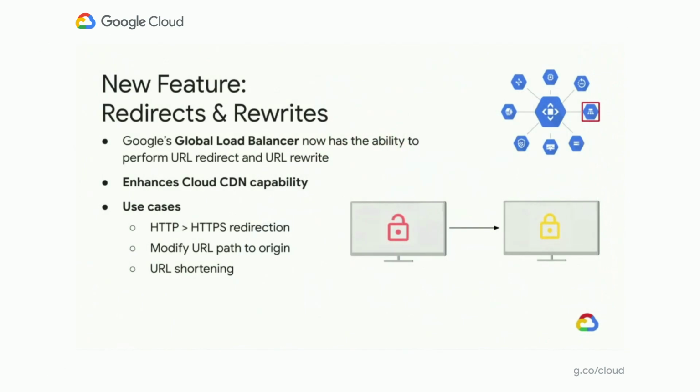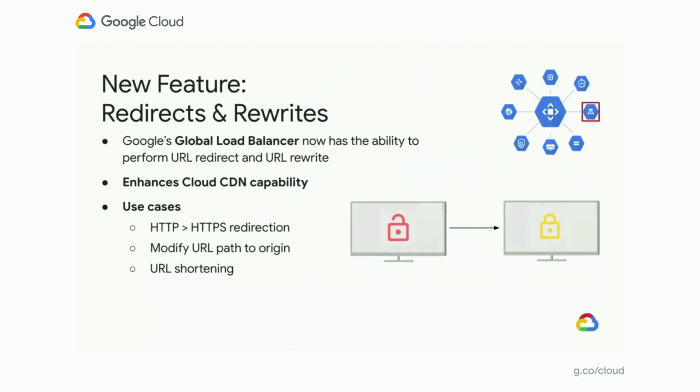The first feature we want to talk about is redirects and rewrites. And this particular function is an extension of the Google Global Load Balancer. Today, we now have the ability to perform redirects and URL modifications. Prior to this, you had to do any sort of rewrites or URL modifications on your origin infrastructure. With this new release, the Google Global Load Balancer has the ability to dynamically do the rewrites or redirections.